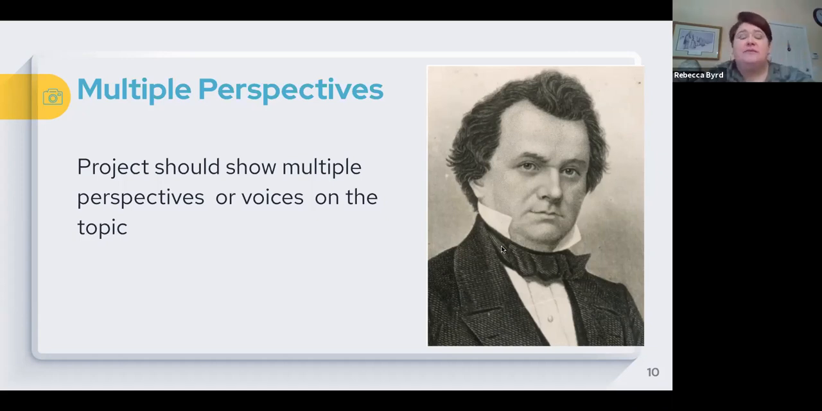The person that you see pictured there is Stephen Douglas. Stephen Douglas was a very powerful senator from Illinois, and his perspective on this was summed up with popular sovereignty. So Douglas says, let's let the people who live in each state or territory decide whether they want to have slavery or not. So that's one perspective on the question.